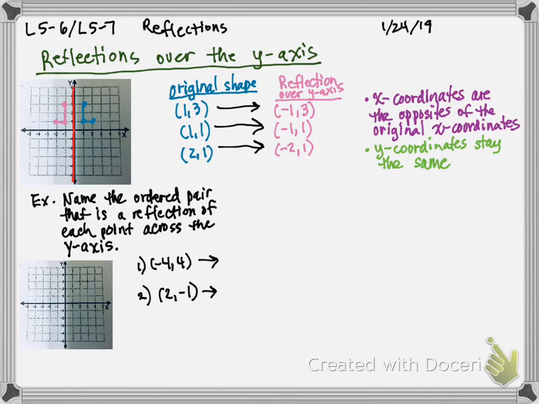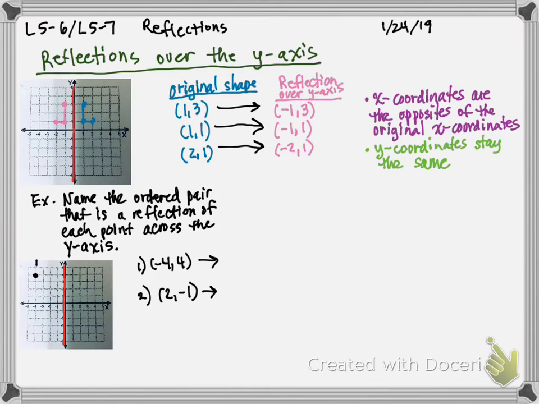So here, let's go -4, so from the origin to -4, and then up to 4. 1, 2, 3, 4. So that's where point 1 is located. Now remember, we're reflecting not over the x, but over the y.